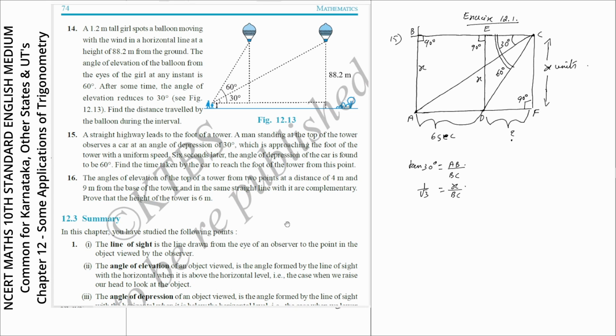Now if I solve for x, that means I'll cross multiply. Now I'll get BC by root 3 is equal to x. So I have solved for x.